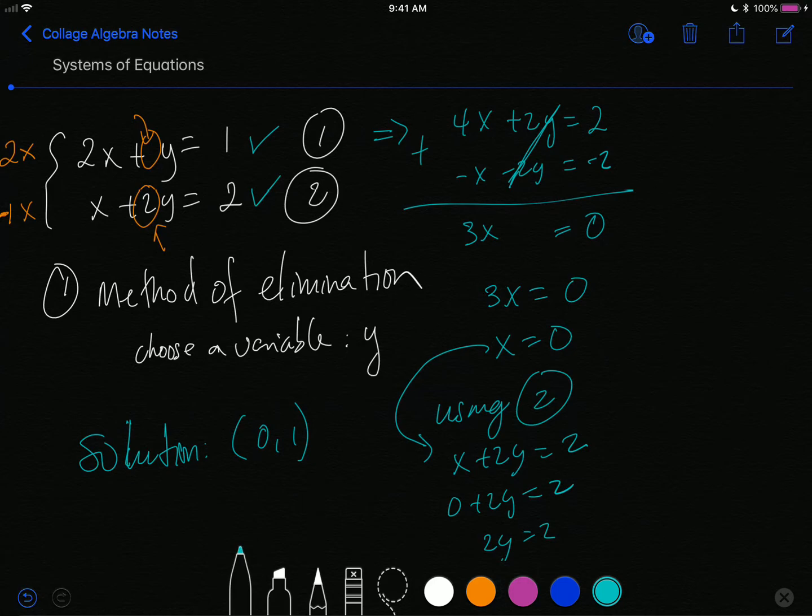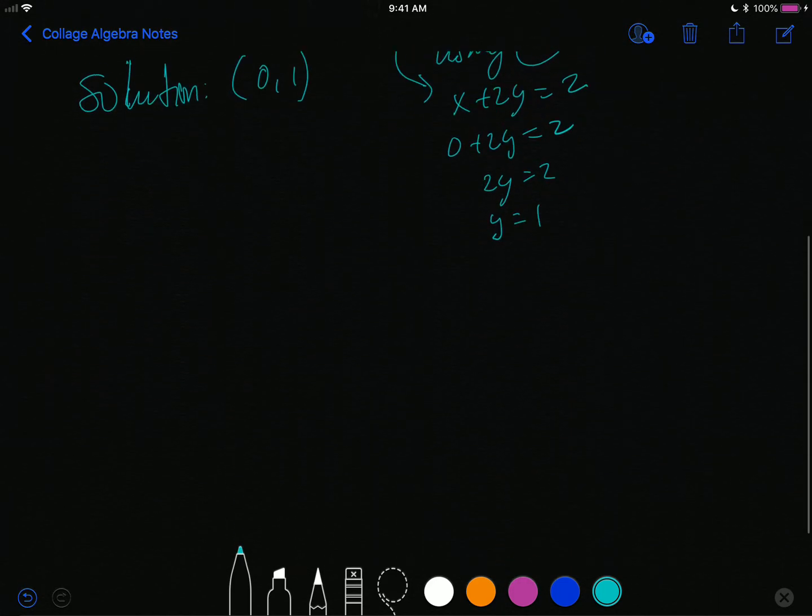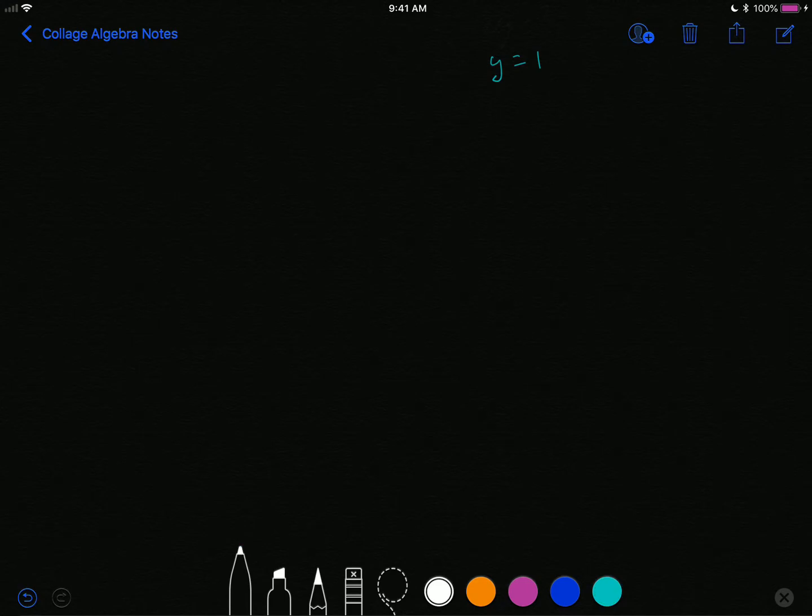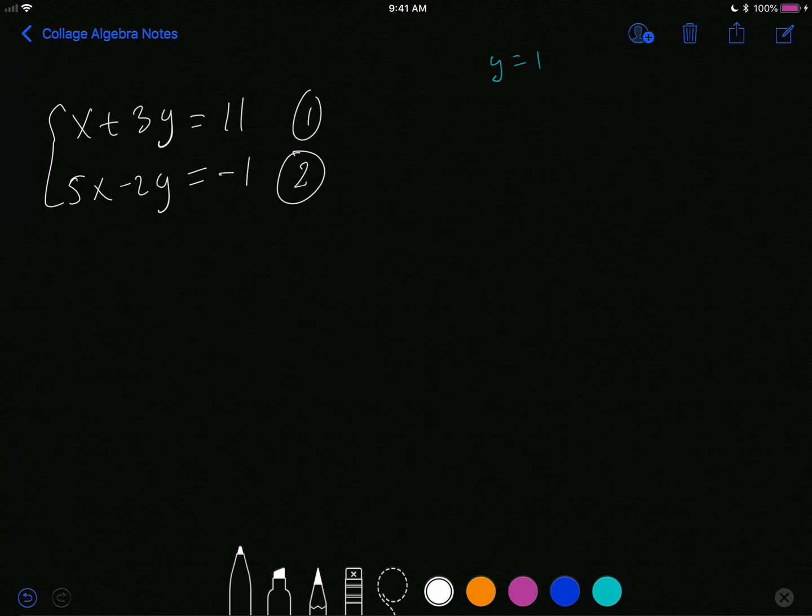Let's try another example. Let's say I have x plus 3y equals 11, and then I have 5x minus 2y equals negative 1. And that's my pair of equations. This is equation 1, that's equation 2. I need to eliminate. Let's go ahead and eliminate y one more time. Again, you don't have to eliminate y. You can eliminate any variable you so choose.